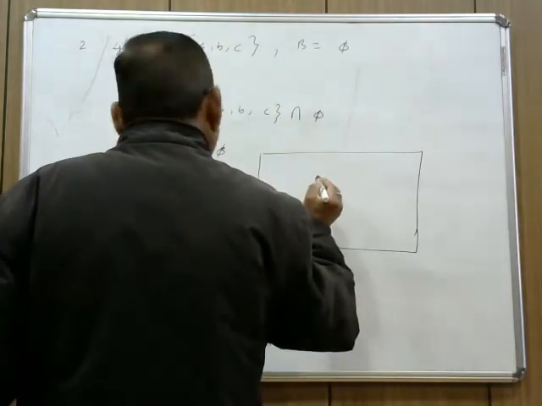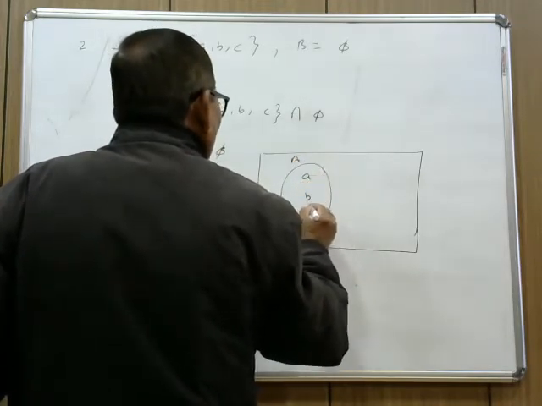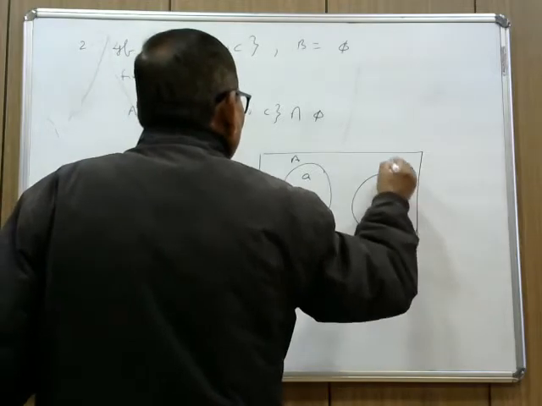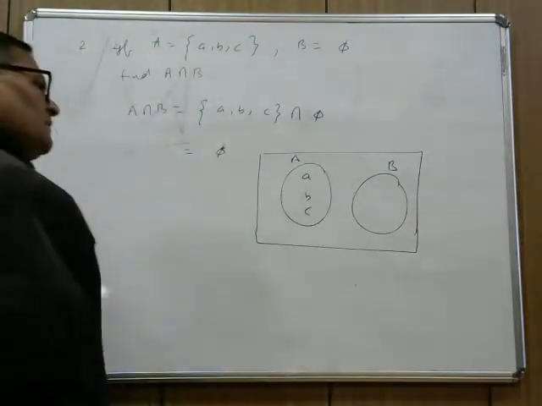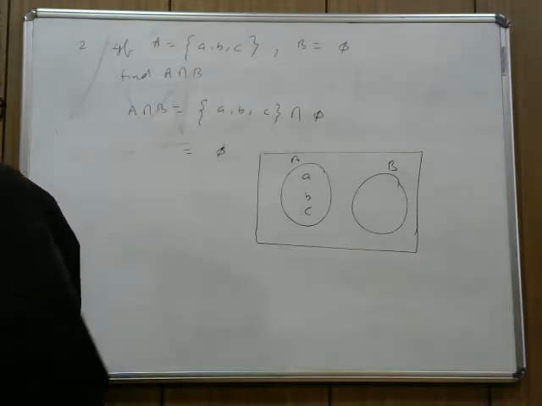This is your set A, its elements are a, b, c. This is your set B. They are treated as disjoint sets and their common is again the empty set.